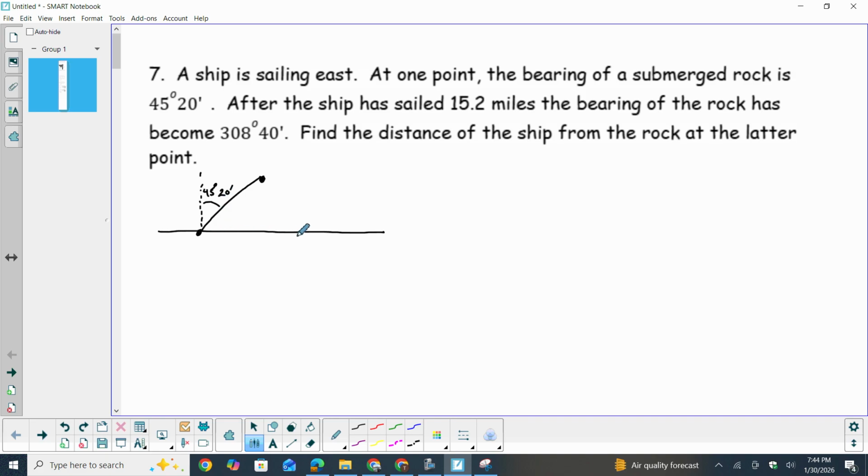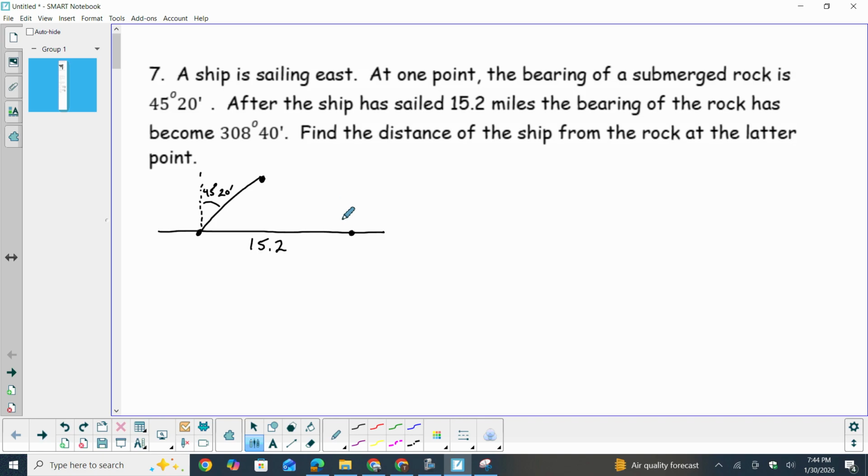Okay, 15.2 miles later. So where is 15.2? I don't know. So let's get this 308. If this is due north right here, 308 goes 270 plus 30 more. Yeah, that looks pretty good. So I'm going to put the ship right there. And this is 15.2.